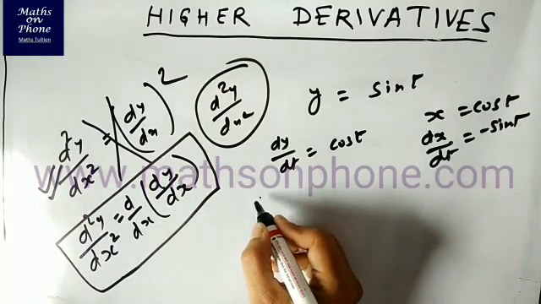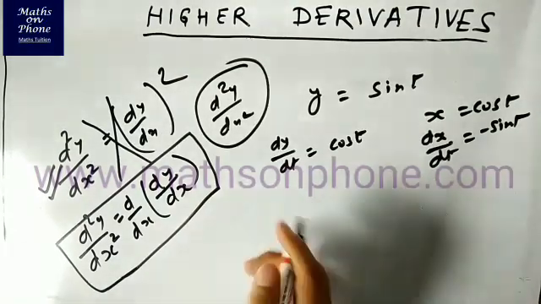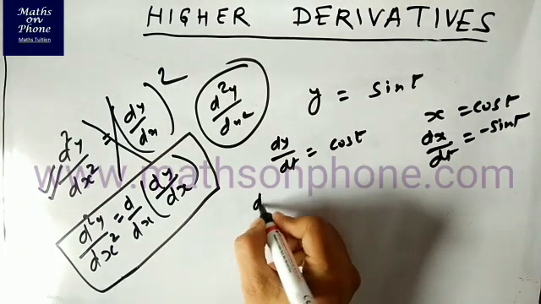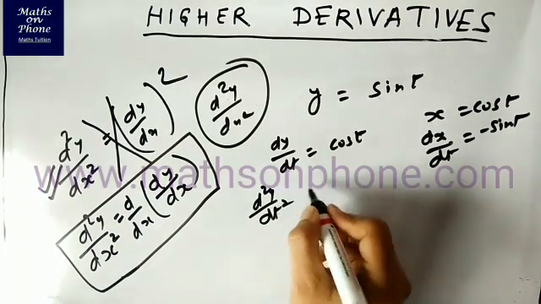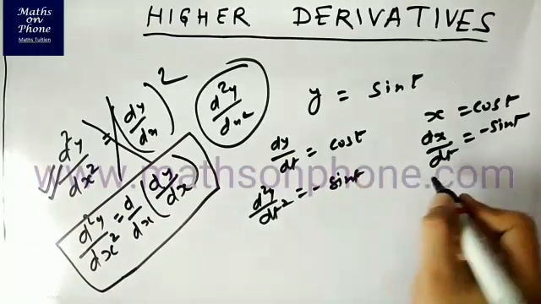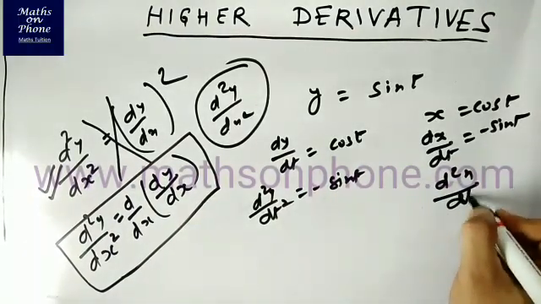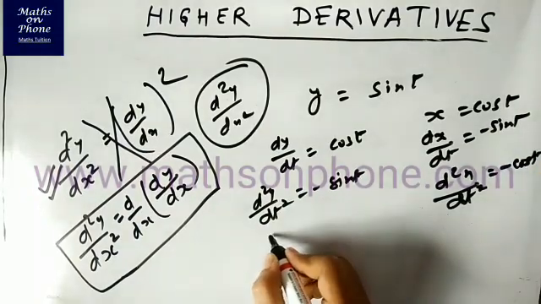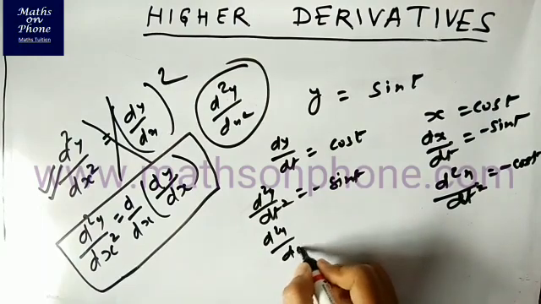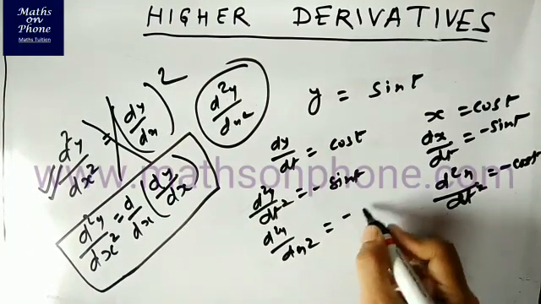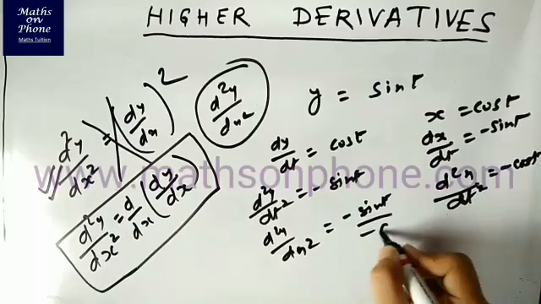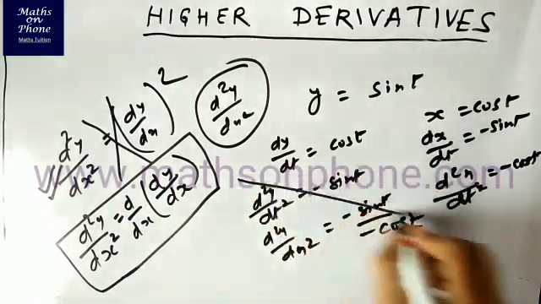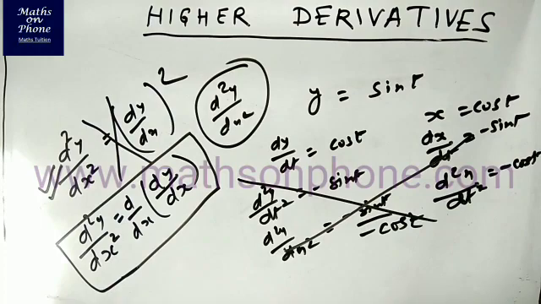So what will you do next? I have seen that some people just differentiate again: d square y by dt square, where the derivative of cos t is minus sine t, and d square x by dt square is equal to minus cos t. And they say that d square y by dx square is equal to minus sine t by minus cos t. That is totally wrong. Be careful. That is not correct.